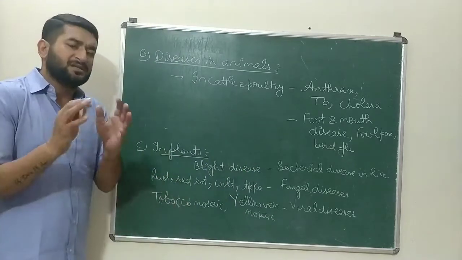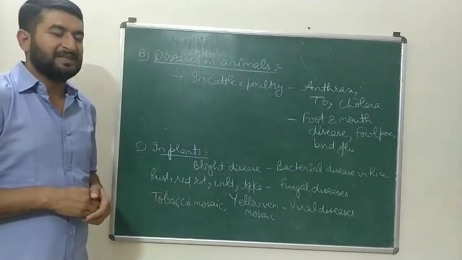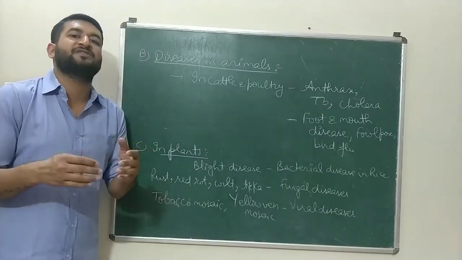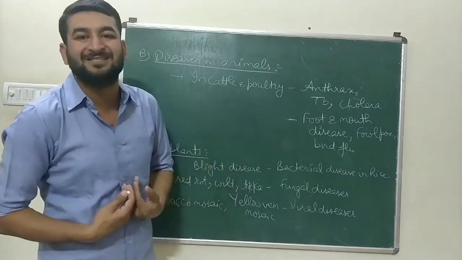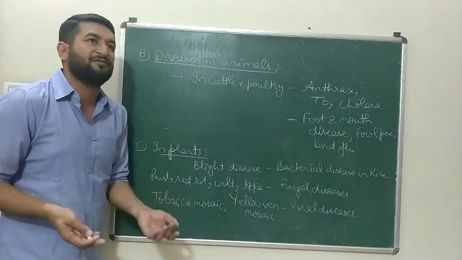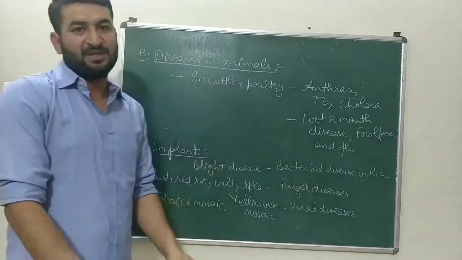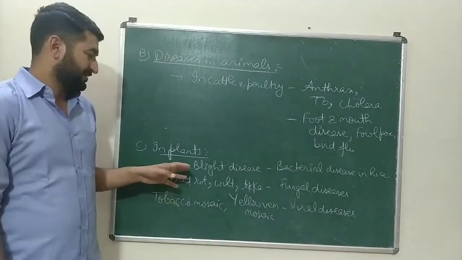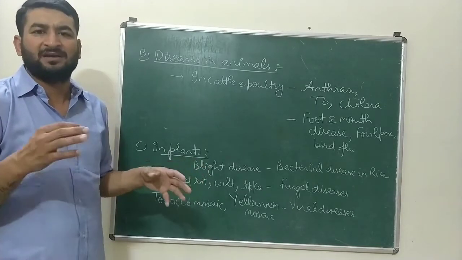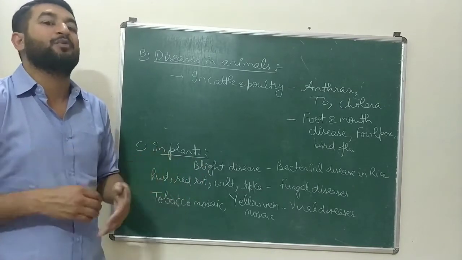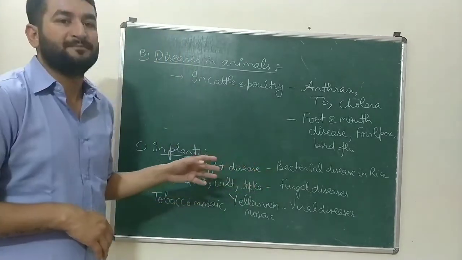Next, certain microorganisms also cause various kinds of diseases in plants. There are various diseases on the basis of the class of microorganisms. The diseases caused by bacteria are known as bacterial diseases. The diseases caused by viruses or fungi are known as viral and fungal diseases respectively. For example, the blight disease. Blight disease usually occurs in wheat or rice, and may also occur in potato. That is caused by a bacterium.